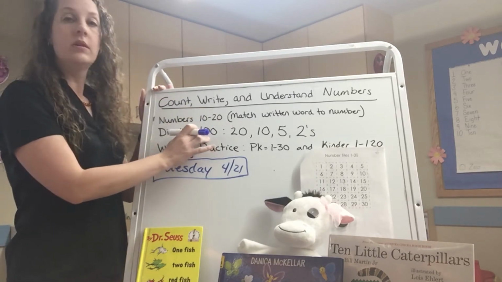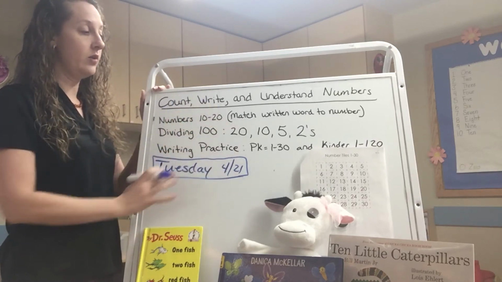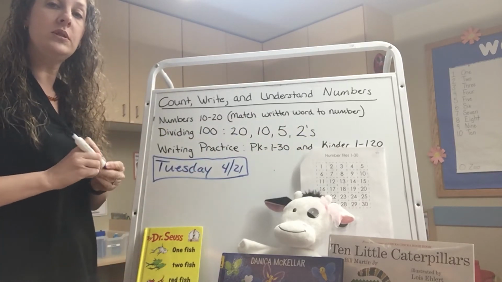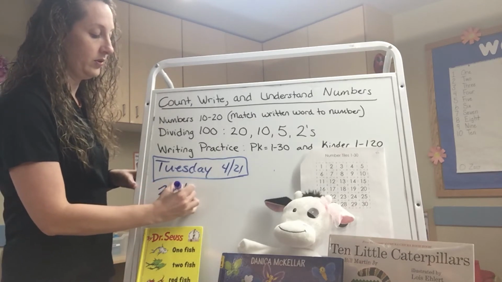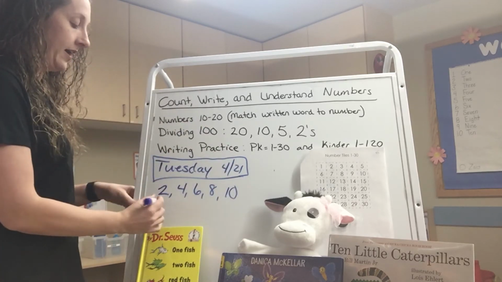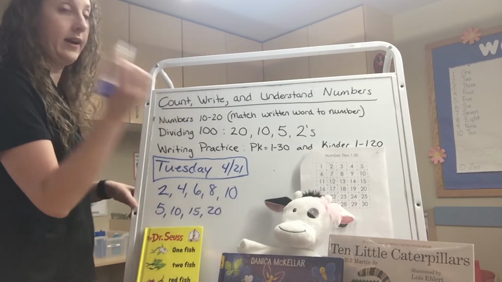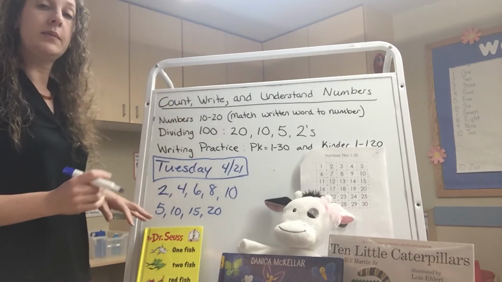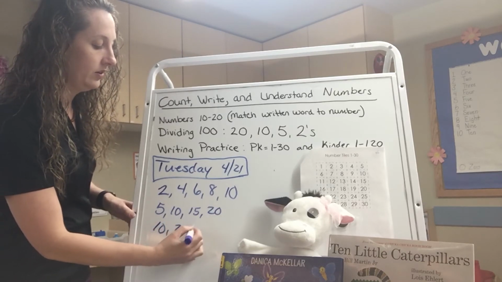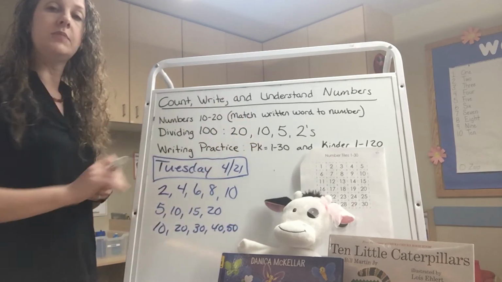Make sure you do that 10 through 20. Dividing numbers up to 100 is really important for both pre-kindergarten and kindergarten. We're going to do groups of 20, 10, 5, and 2. Does anybody remember how to count by twos? That's right, 2, 4, 6, 8, 10. How about fives? 5, 10, 15, 20. Does anybody remember how to count by tens? Let's squeeze tens in here real quick. 10, 20, 30, 40, 50. And of course that keeps going.